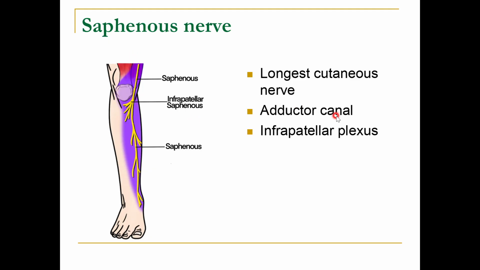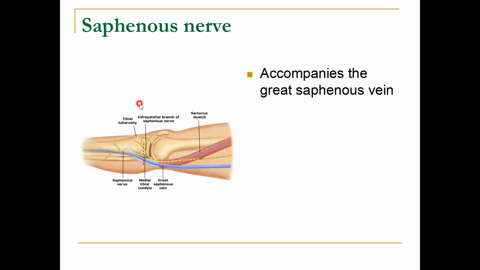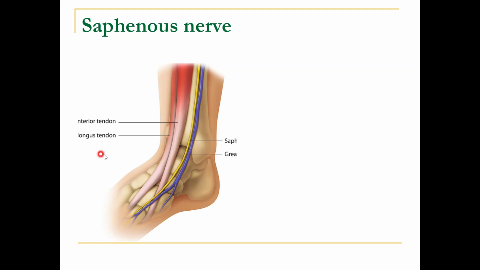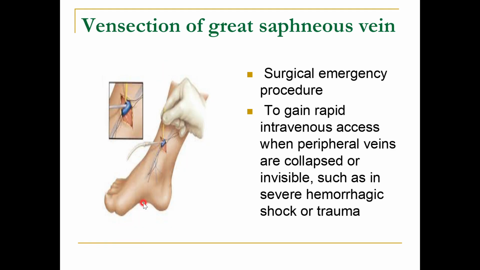It runs in the adductor canal and it forms the subsartorial plexus, and it also forms the infrapatellar plexus, and it runs along with the great saphenous vein. So here you can see the great saphenous vein, and accompanying the great saphenous vein we can see the saphenous nerve.